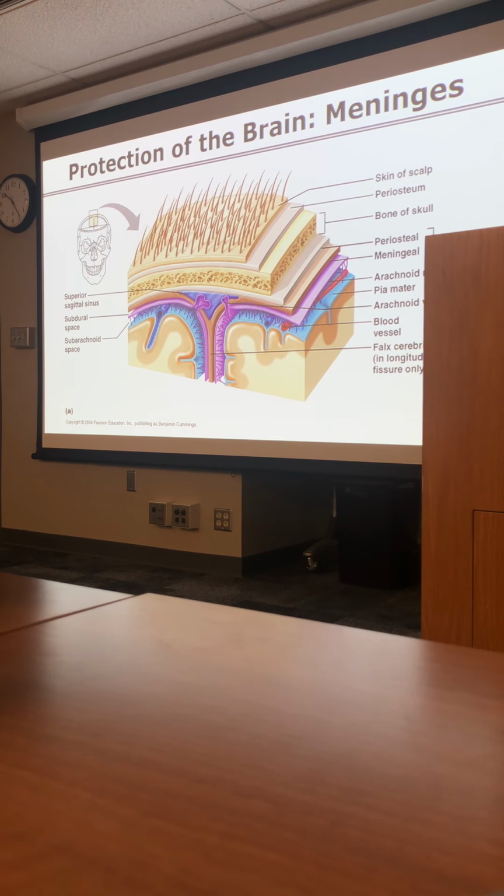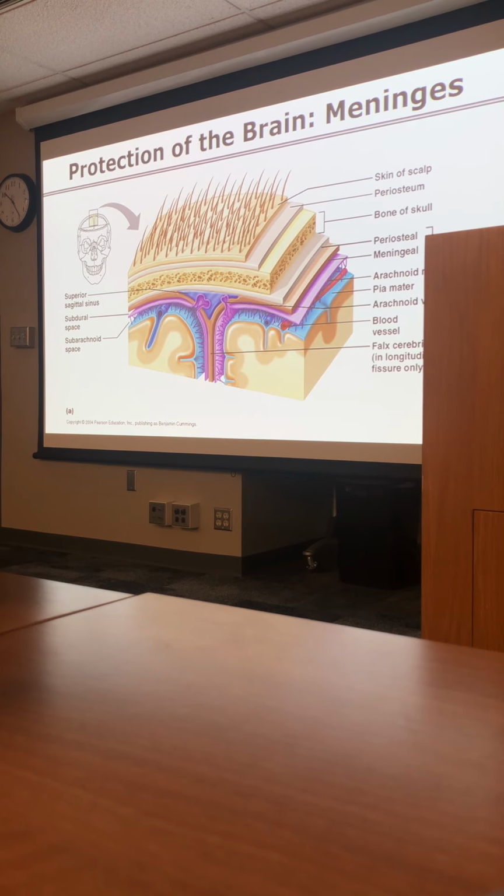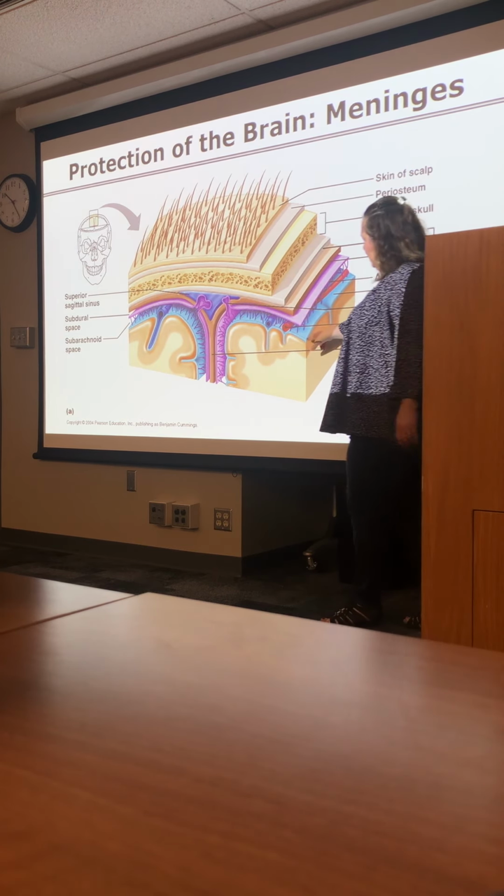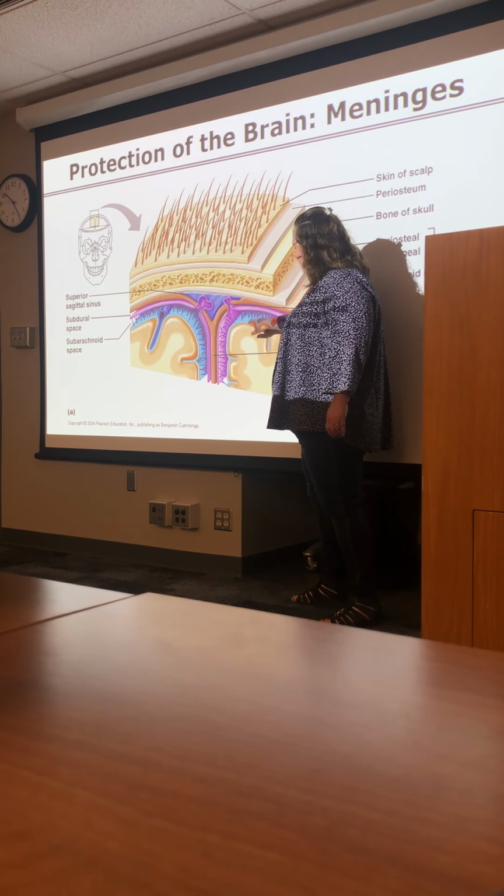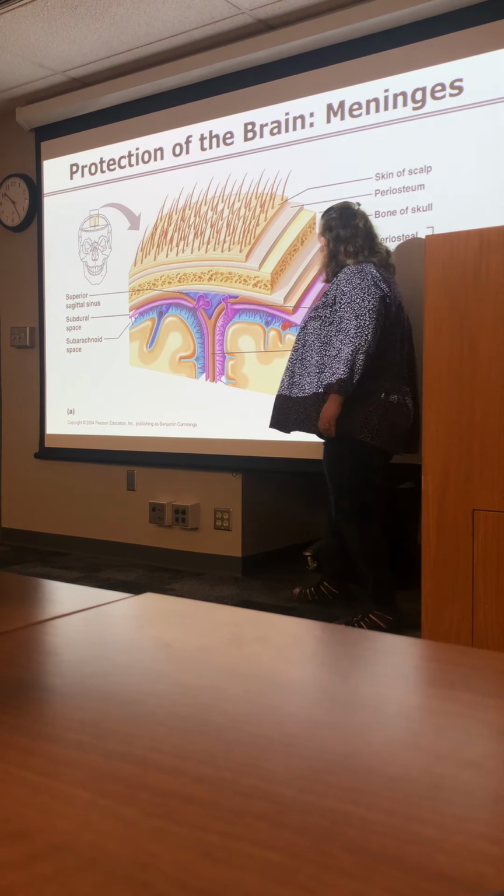We then have the pia mater. The pia mater is very thin, gives the brain a very shiny appearance as it adheres to the surface and follows all along its contours. You can't really dissect it off the brain. It's a very loose connective tissue. And you can see it in the blue here, dipping into all of the grooves and so forth.